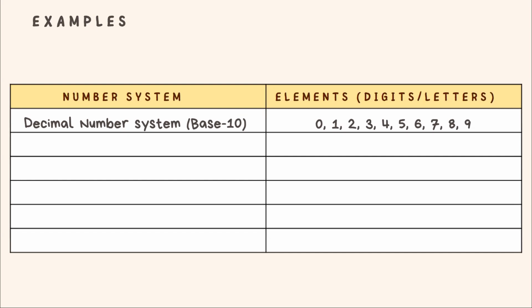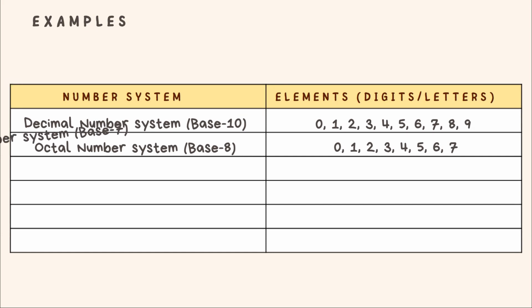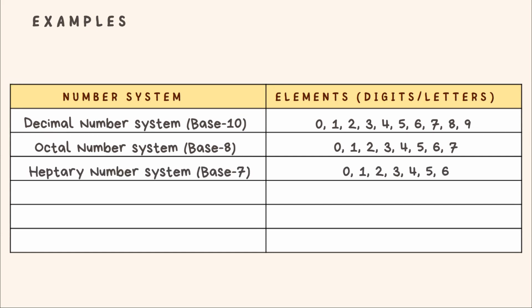And from these digits, you pick the digits, you construct numbers, and then you perform operations on them and perform calculations, right? Then another example is the octal number system, which is the base 8 system. It starts from 0, 1, 2 till the digit 7. Then you have the heptary number system, base 7, which starts from 0 and ends at the digit 6.